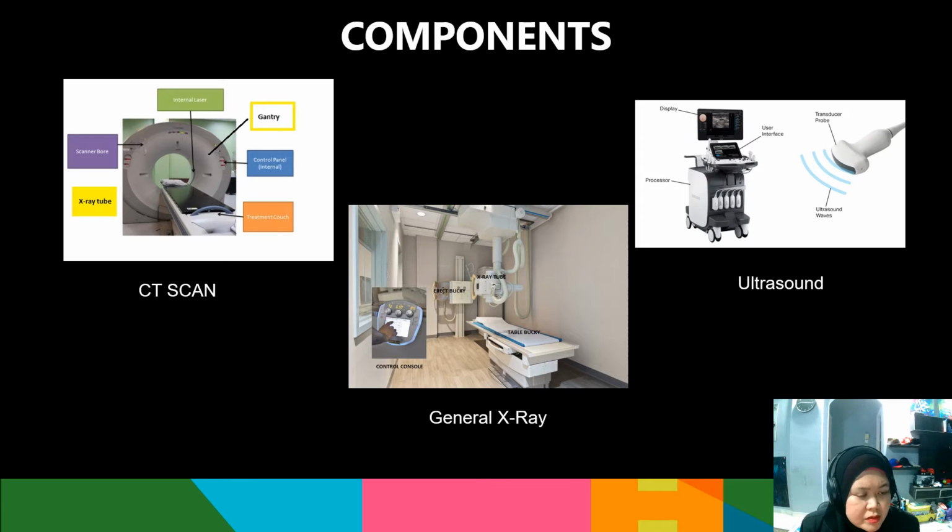The CT scan consists of a laser, internal laser, scanner bore, X-ray tube inside the gantry, the gantry itself, control panel, internal and also external lasers, and a treatment couch. The general X-ray consists of a control console, erect bucky, X-ray tube, table bucky and also a cassette. Ultrasound consists of a display, user interface and keyboard, processor and transducer probe.